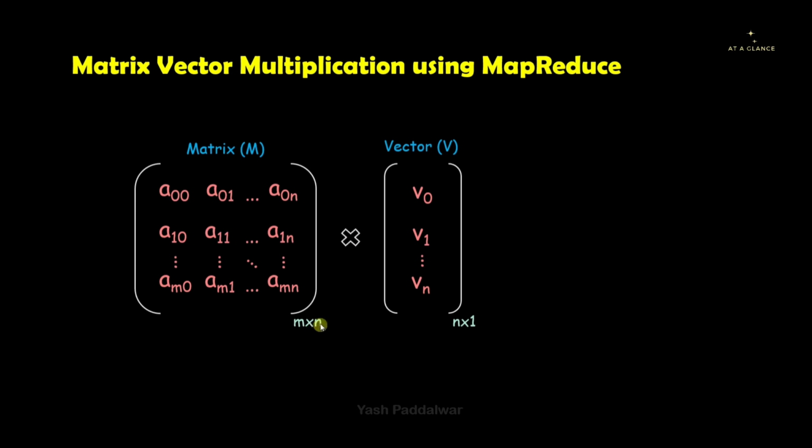Now we want to multiply these two, the matrix and the vector. For multiplying these, there is a rule that the total number of columns present inside the matrix must be equal to the total number of rows inside the vector, which is n. Here you can see n is the same.